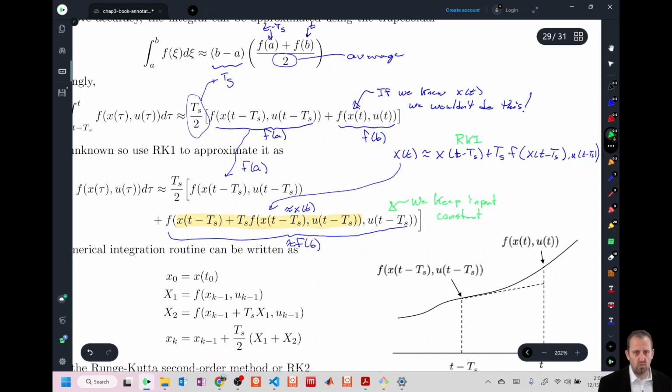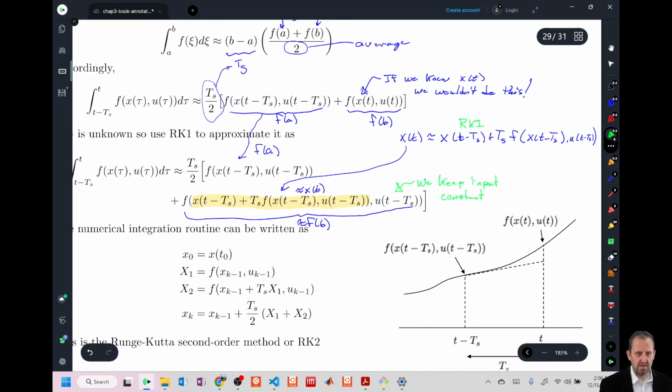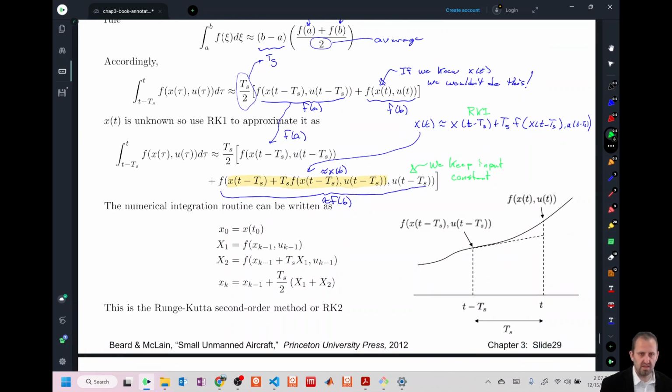So we could also have an approximation for what our input was going to be, if we knew it, we could use that instead. But typically when we're solving this forward in time, we've calculated an input and we want to see how that affects our state. So we haven't calculated our input. We won't calculate our next input until we know what the state is, and we use this feedback control law, right? So we just assume that we're keeping the input constant.